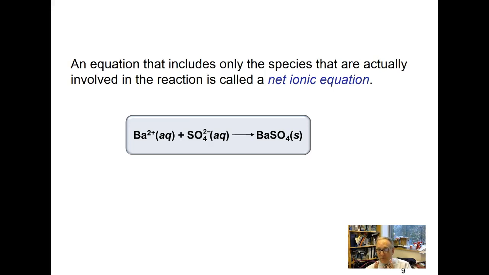Before we leave this chapter, you've got to be able to take a couple of compounds that are soluble and figure out what they're going to make when you mix them together. If they do react to make a precipitate, you'll need to be able to write the molecular equation, you need to be able to write the ionic equation, and then you'll need to be able to write the net ionic equation.